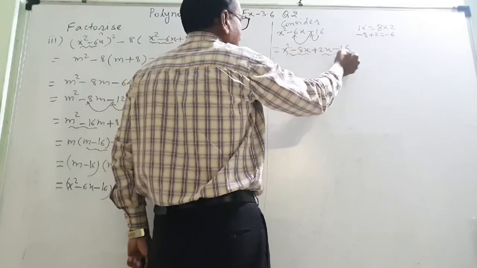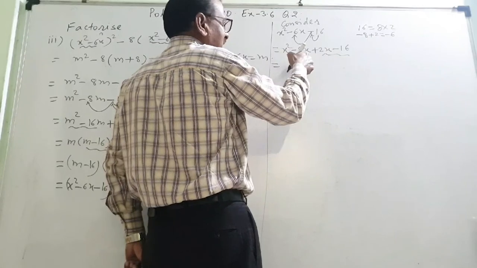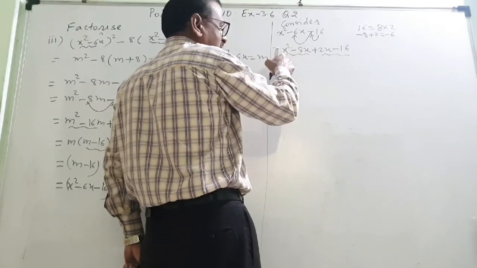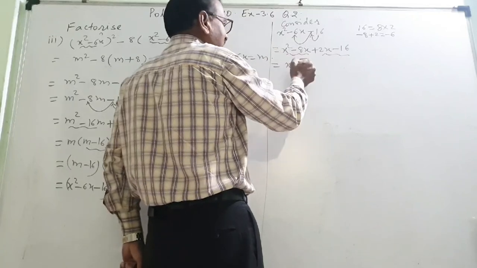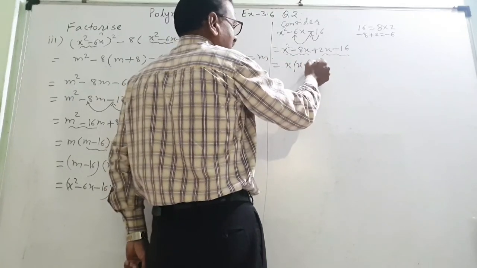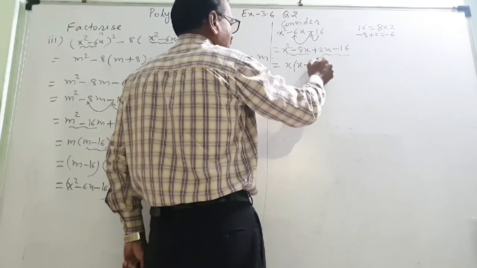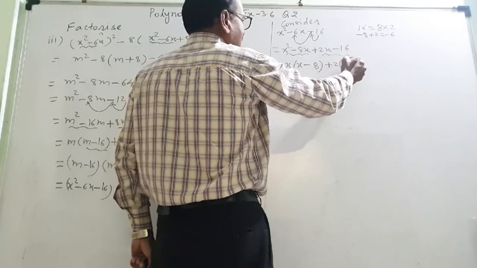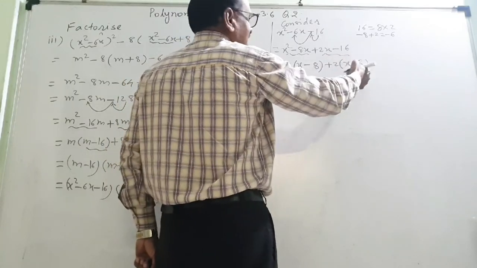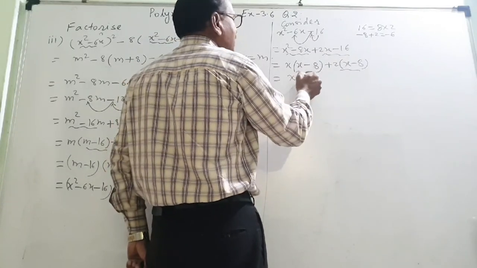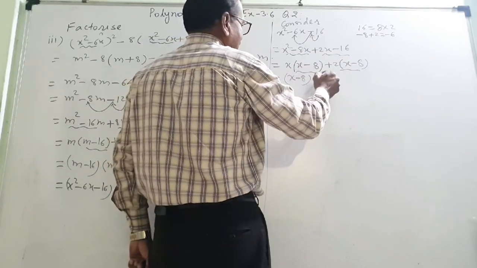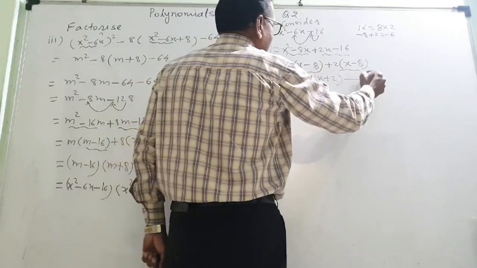Make the two groups and find the common. In this, x is common. Here is also x and here is also x. So this is x into x, x is taken, x will remain, minus 8. Plus 2 is common. X minus 8, 2 8s are 16. So that is equal to, now this is common, x minus 8 into another bracket x plus 2. This is your number 2.